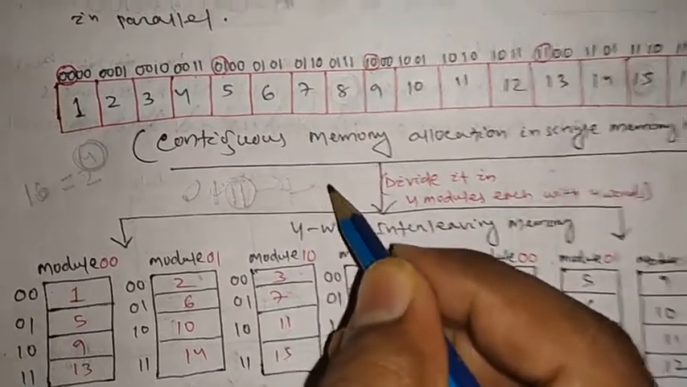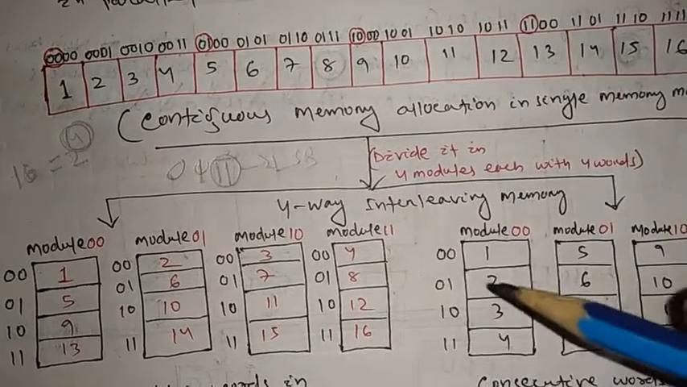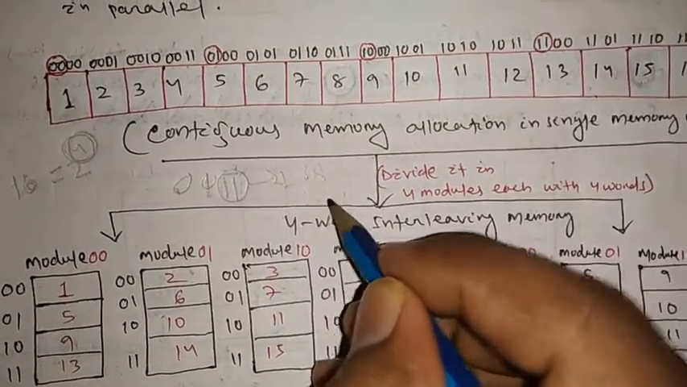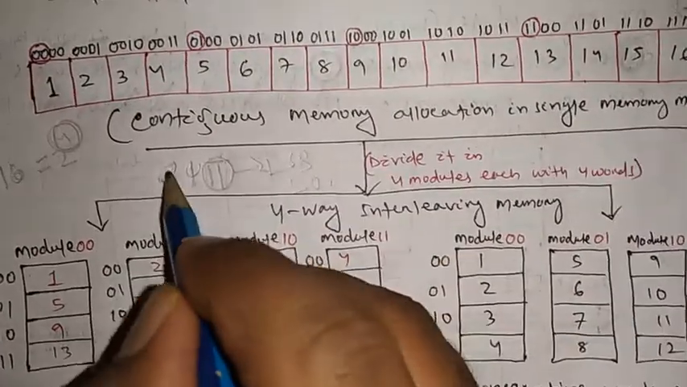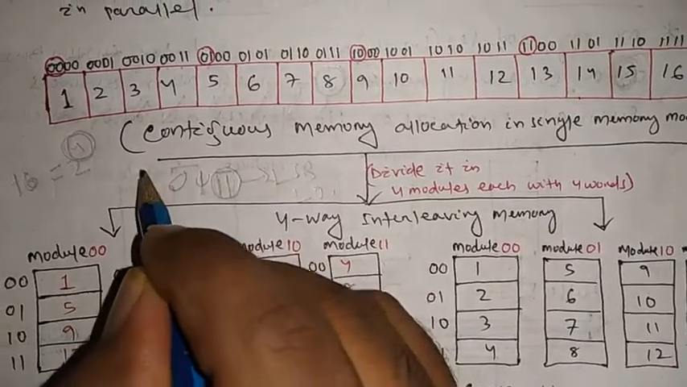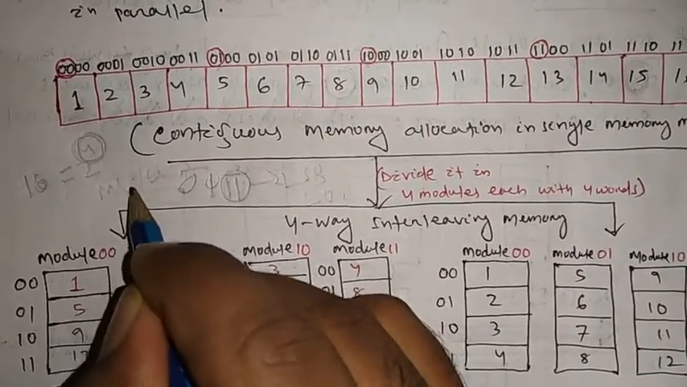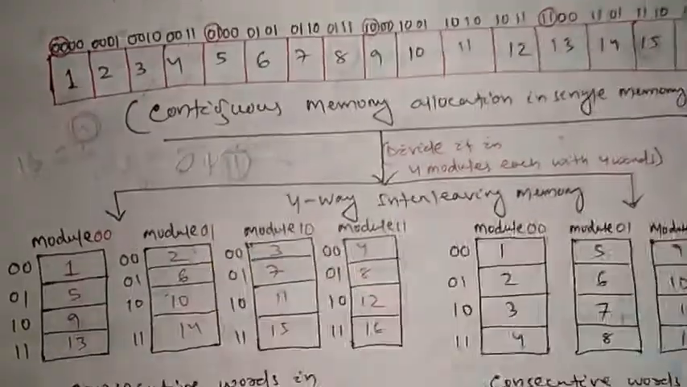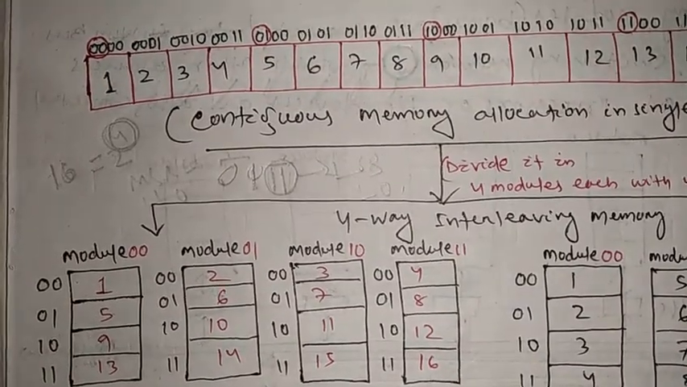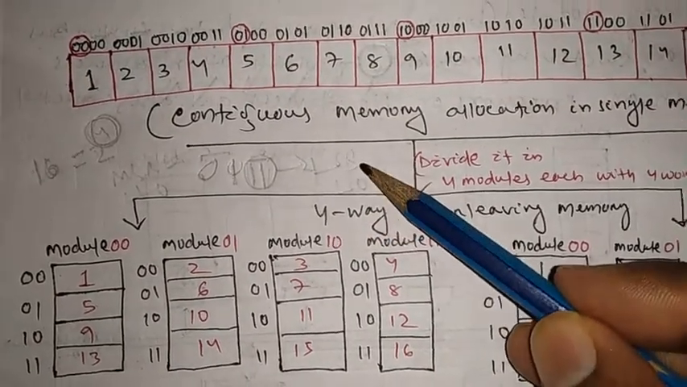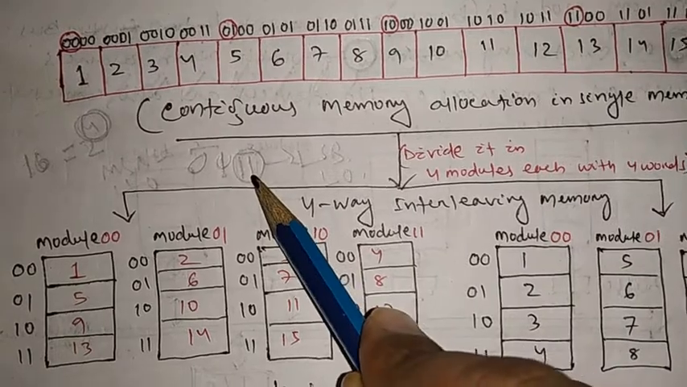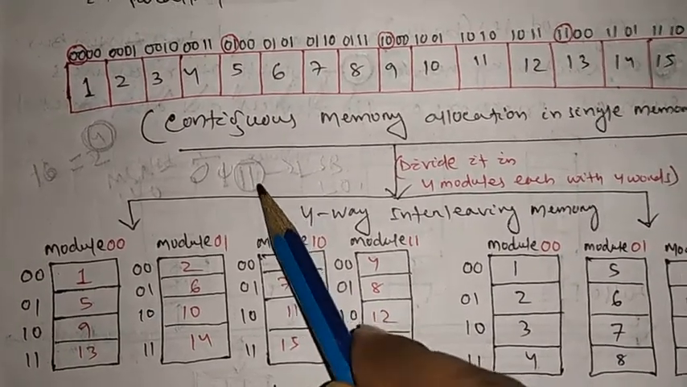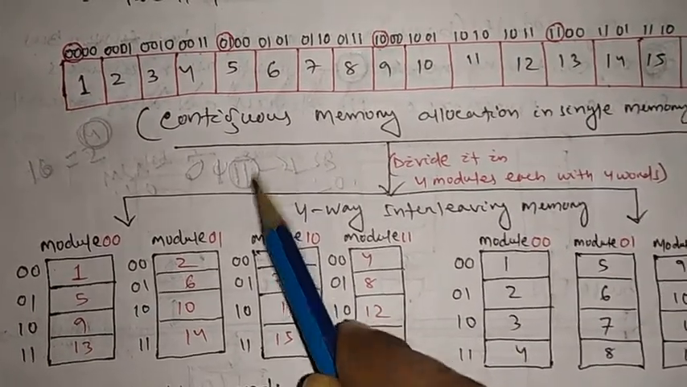LSB, least significant bit, or low order. And these 2 bits are called what? Most significant bit or high order. So the least significant bits, the low order bits, are used to identify the module. These 2 bits are used to identify the module.